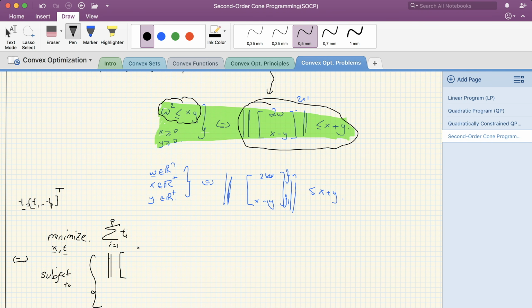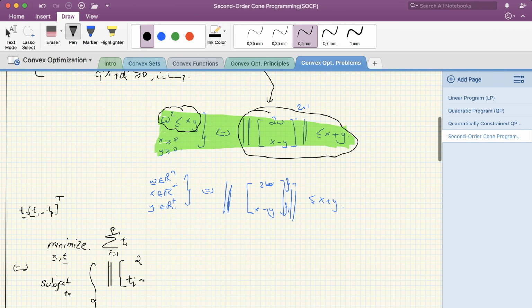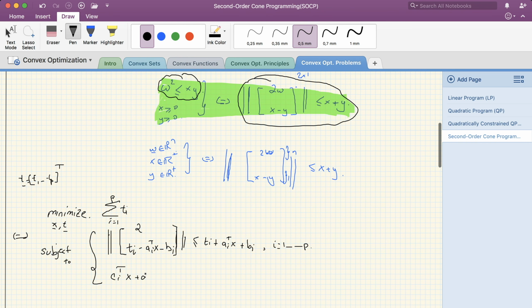So I'm going to get 2W, which is 2, X minus Y, which is Ti minus AI transpose X minus BI, less than X plus Y. That is Ti plus AI transpose X plus BI. And I've got P such constraints. Let's not forget the other linear constraint where I've got Q such constraints.